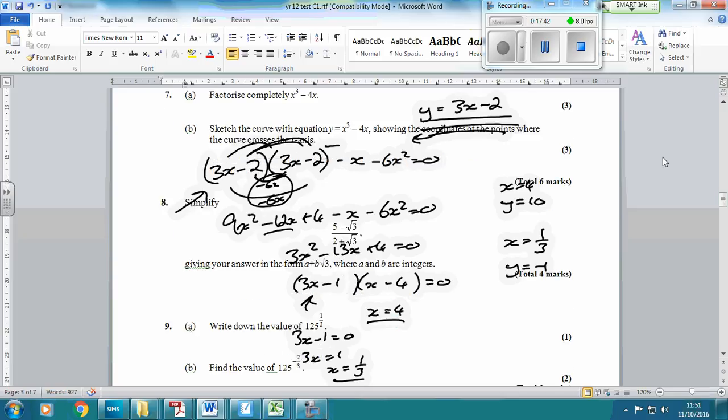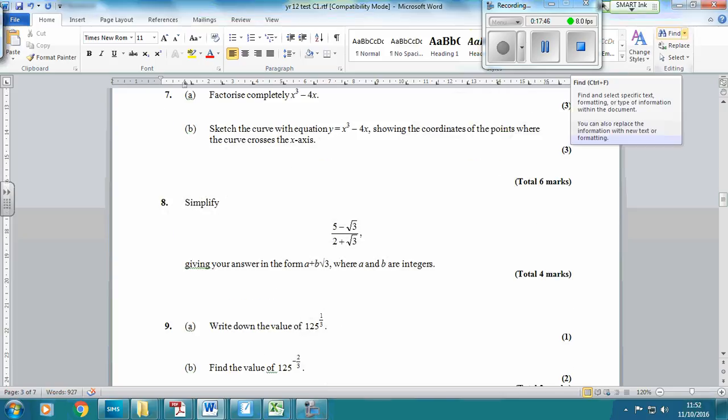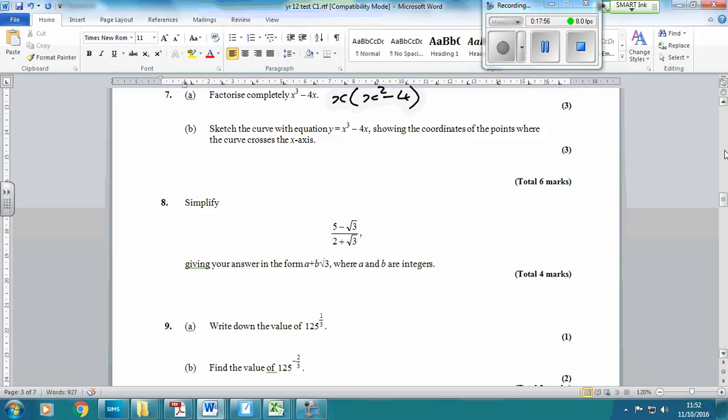Okay, question 7. Now, as I said a second ago, you're never asked to factorise a cubic unless you take out the x first. So if we take out the x, it's going to be x bracket x squared minus 4. And then not going to give you 3 marks for that, so you need to be able to factorise this bracket here. So that's going to be x bracket x plus 2, x minus 2. So you've got to recognise this as the difference of 2 squares.